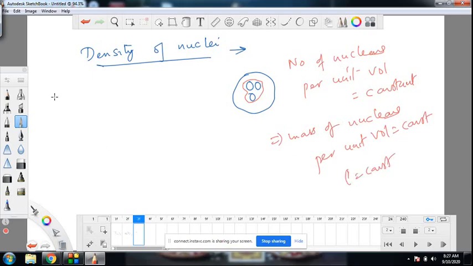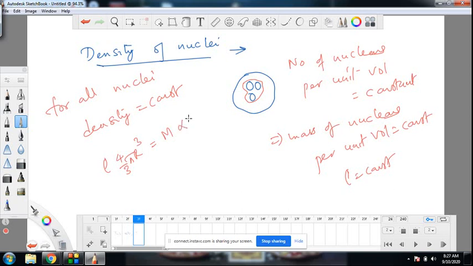So for all nuclei, density is going to be constant. This is a very important thing. So density of nucleus is constant. From this I can say density into volume, 4 by 3 pi r cube of the nucleus, is the mass of the nucleus, which is proportional to mass number. Mass is proportional to the number of nucleons. So I can say rho into 4 by 3 pi r cube is proportional to mass number.